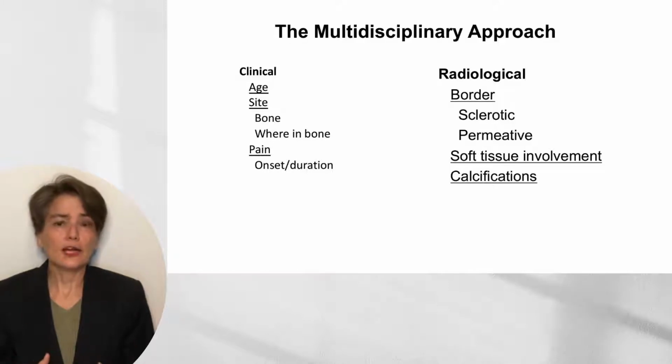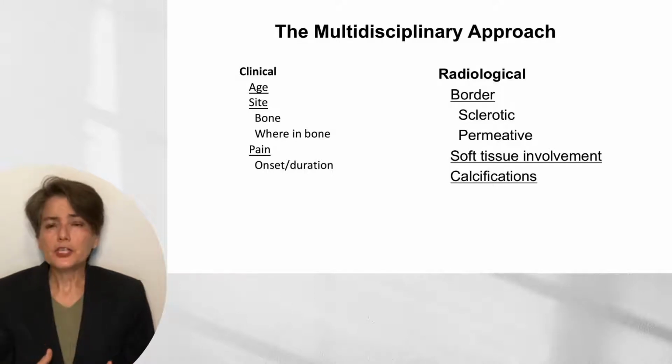So for the clinical, I need to know the patient's age. I need to know not only which bone this is arising from, but where in the bone, so epiphyseal, metaphyseal, diaphyseal. And I'd like to know whether it's painful. So was it a slow onset of pain? Was it an abrupt onset of acute pain, which is suggestive of pathologic fracture?